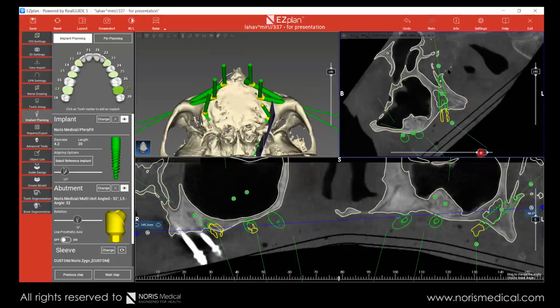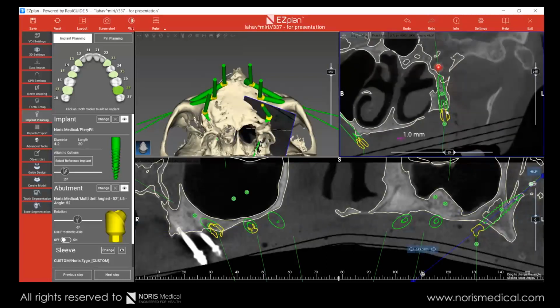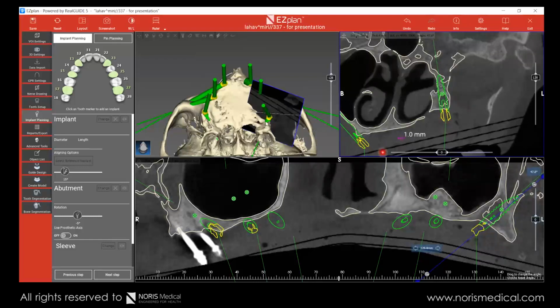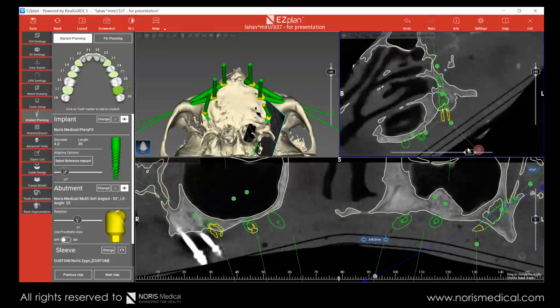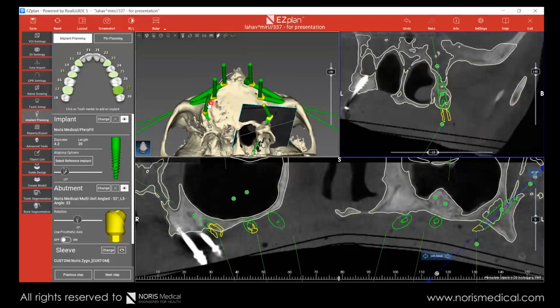Let's look at the other side. Yeah, maybe this way. Okay, so this is not a very good pterygoid, but this will hold, and it's good. It's a good pterygoid. It will hold. Okay. Let's look at the other one.